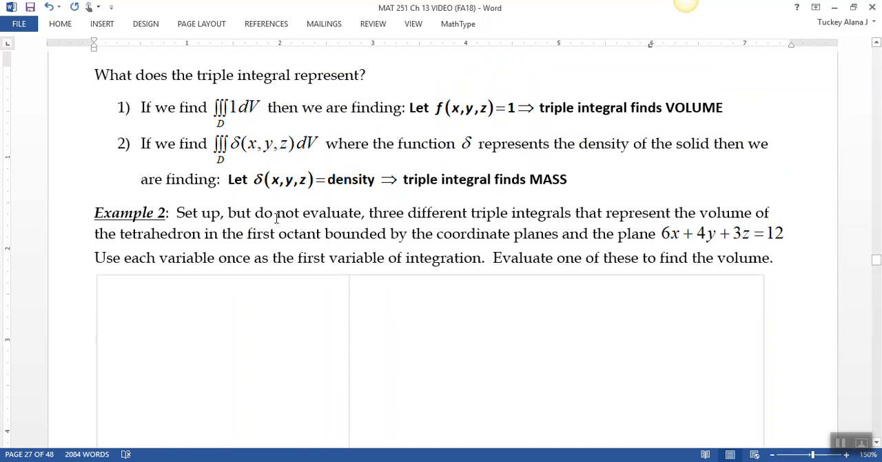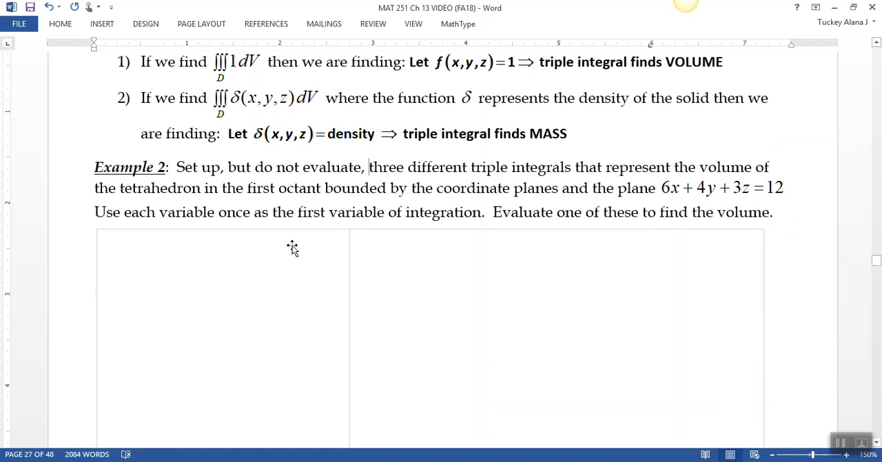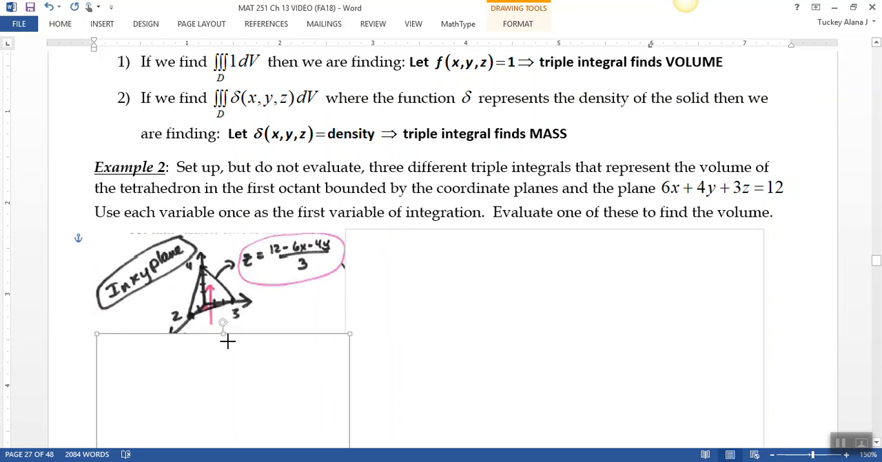Right, so it's saying do not evaluate, and it's saying evaluate one of these because hypothetically speaking, this should always come out the same. It shouldn't matter which way we go, right? So with triple integrals, it won't matter what direction we go as long as we do it correctly. So let's see which way I begin first. So I first begin in the xy plane.